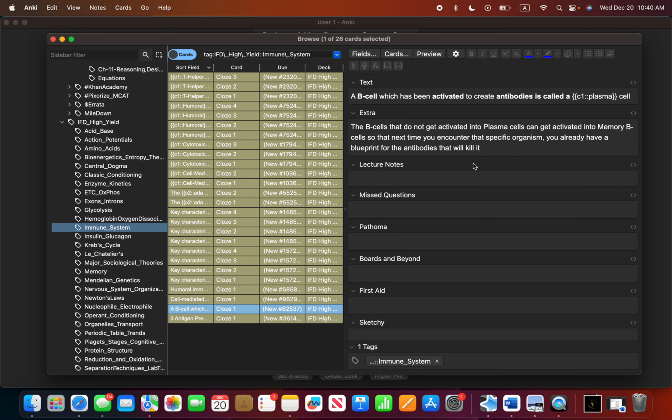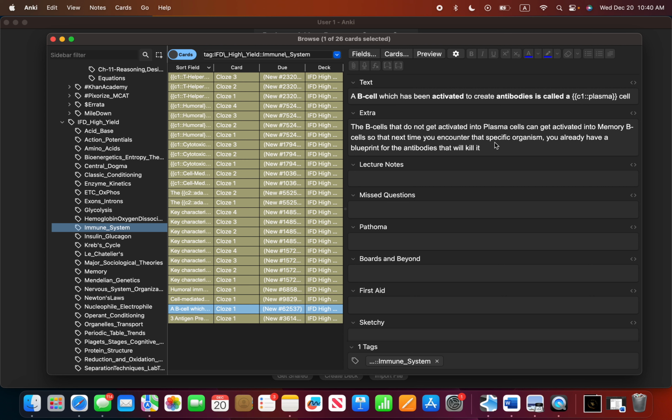We have a B cell, which has been activated to create antibodies. It's called a plasma cell. We read that, we understood that. The B cells that do not get activated into plasma cells can get activated into memory B cells. So the next time you encounter that specific organism, you already have a blueprint for the antibodies that will kill it.